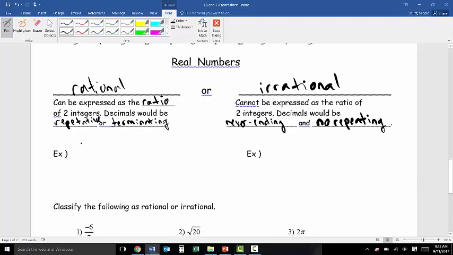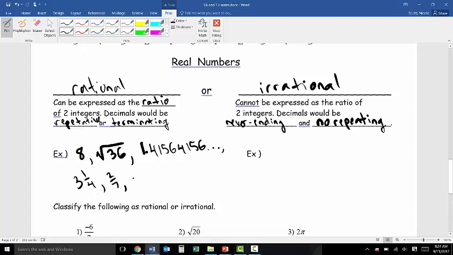So some examples of rational numbers could be whole numbers. They could be square roots of perfect squares. They could be never-ending decimals that have a pattern. So maybe like 4, 1, 5, 6, 4, 1, 5, 6, ... All fractions are rational, so 3 1/4 is a rational number, 2/5 or 2/7 is a rational number.